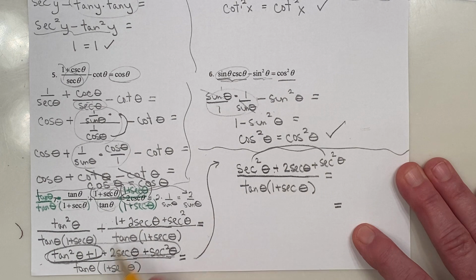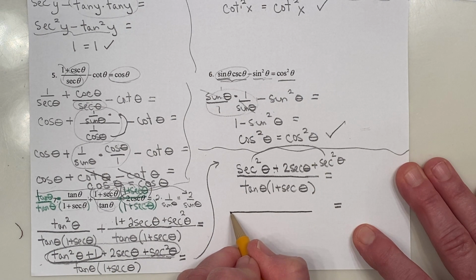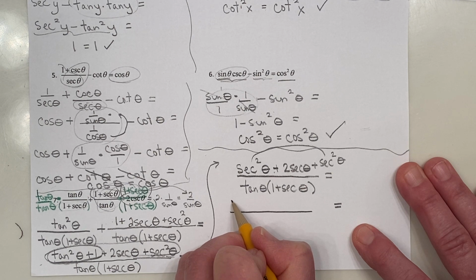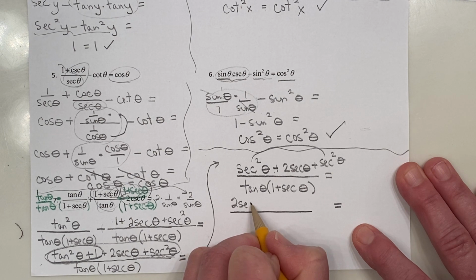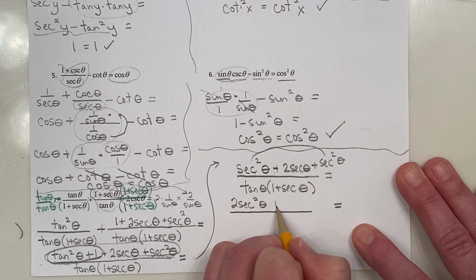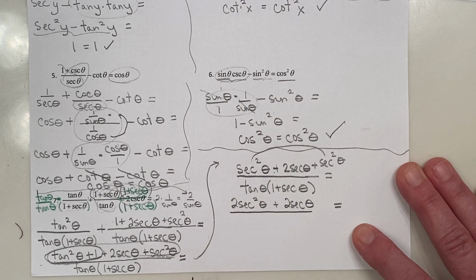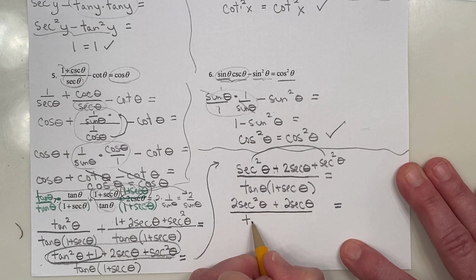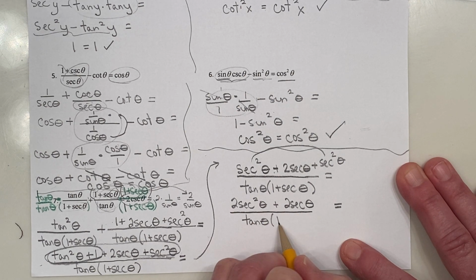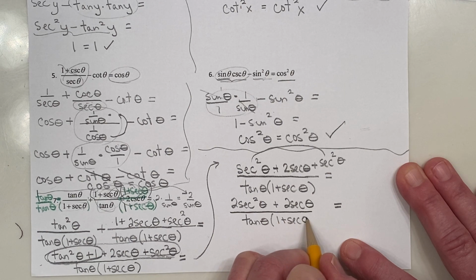Okay, well, I guess the natural thing for me to do next is to collect those 2 terms. So that means I've got 2 secant squared theta terms plus 2 secant theta terms. Now, I can't collect these, they are not like terms, and then this is all over tangent theta, still 1 plus secant theta.